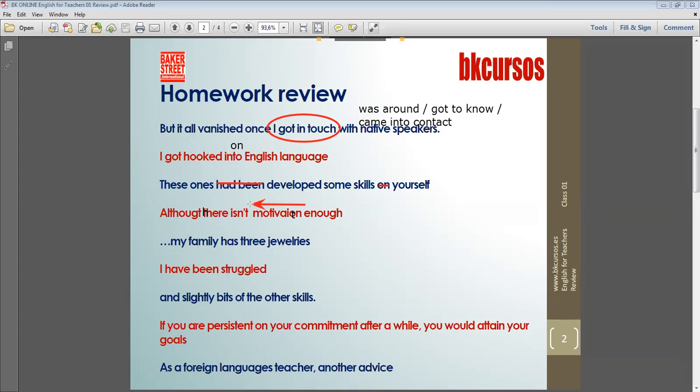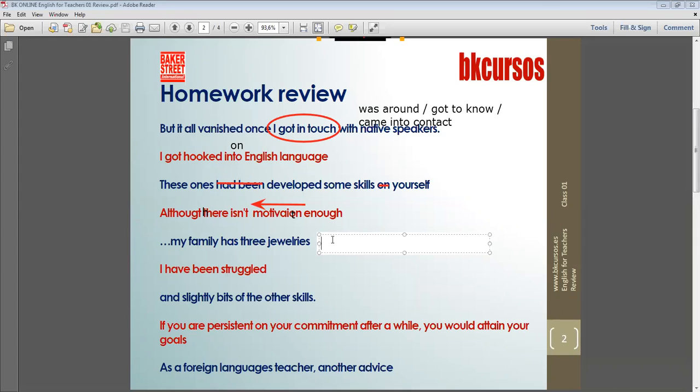Okay. Now this one, I know who it is. So my family has 3 jewelries. Okay. Spelling. Yeah. My family have. Remember, a family can be plural or singular. It's like a team. Okay. Look, I have some jewelry. Normally, jewelry is not countable, is it? So it's some before jewelry.